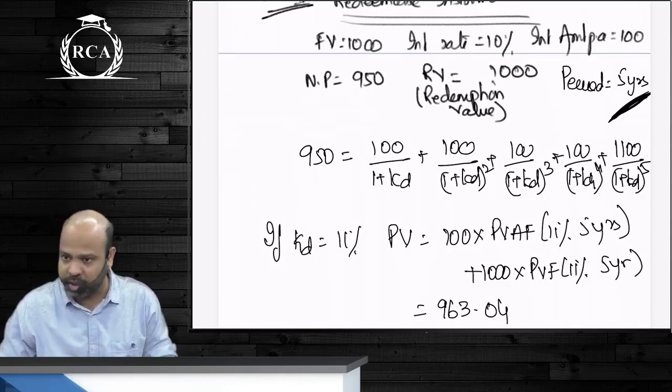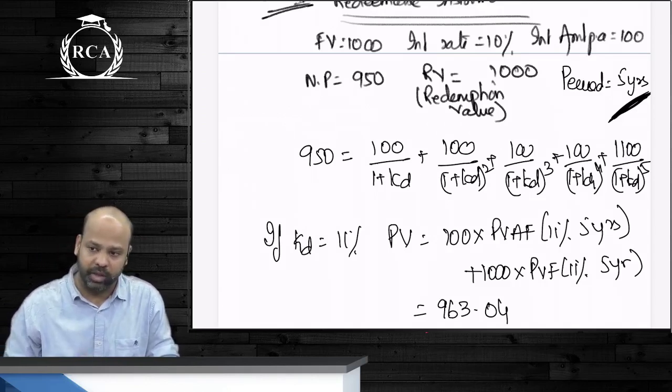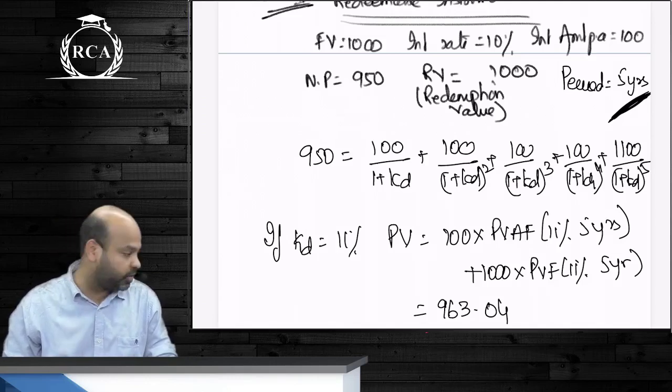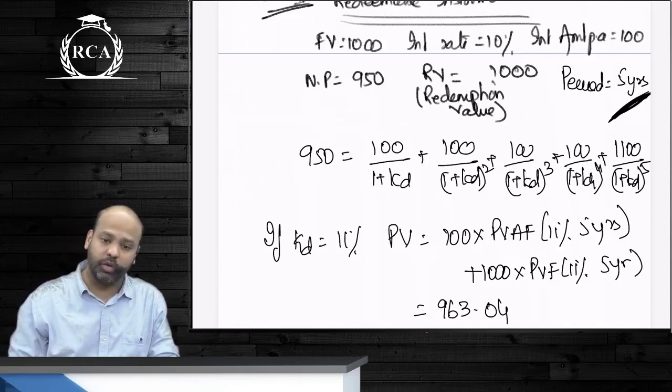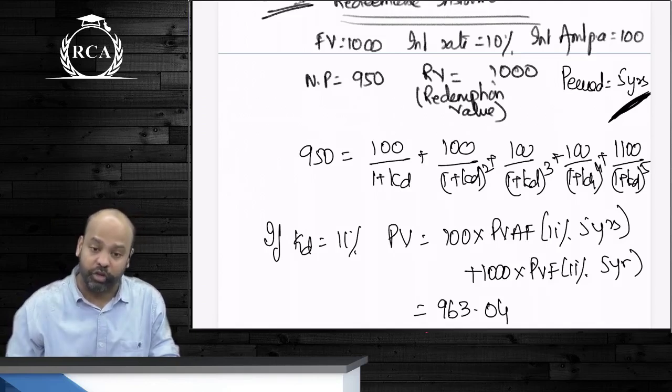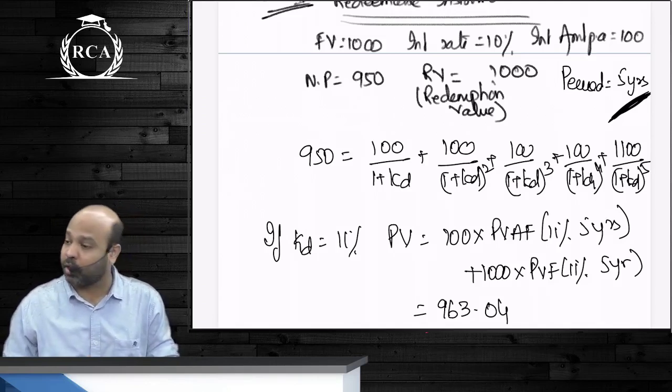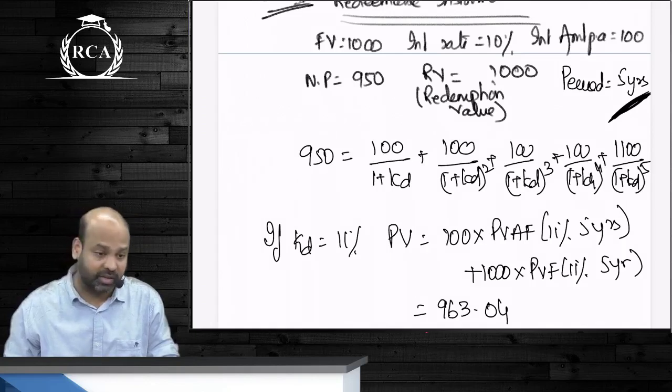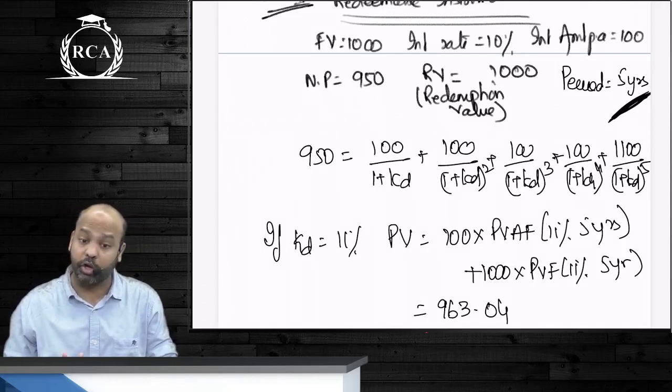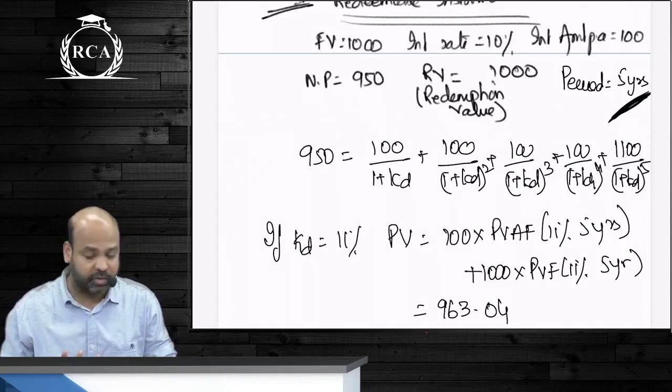Net proceeds today is compared with the present value of all the outflows. The discounting rate at which the present value of all the outflows is equal to the amount of net proceeds, that itself is your cost of debt. While you take your annual outflows, be careful. If there are taxes applicable, you're supposed to take interest amount net of taxes. Do not directly consider interest amount. You made that mistake in one question.